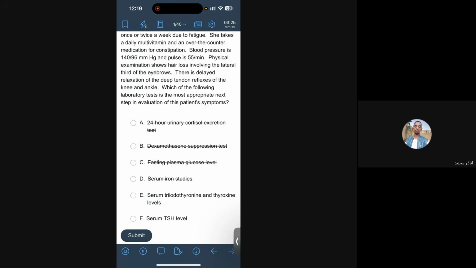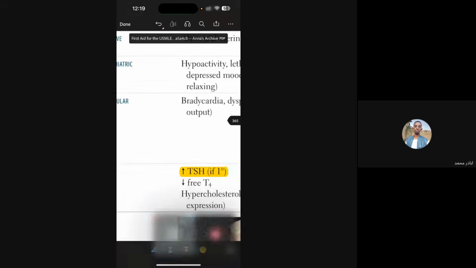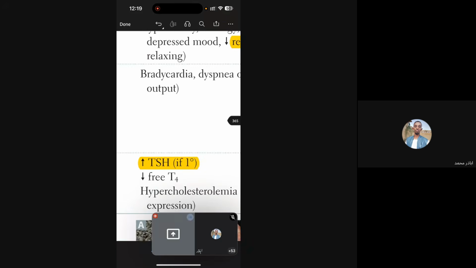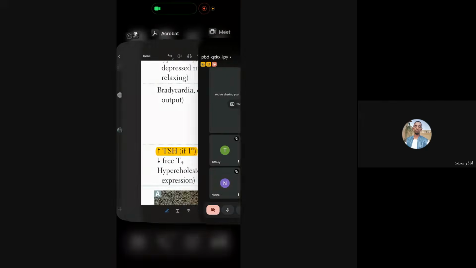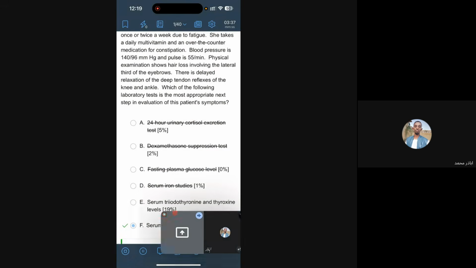They are not secondary hypothyroidism, they are primary hypothyroidism. 90% of the cases, and in 90% of the cases TSH is much more sensitive. In the question as well, you can see increased TSH if primary. Always start with TSH levels. So the right answer is going to be serum TSH level, not T3 or T4.